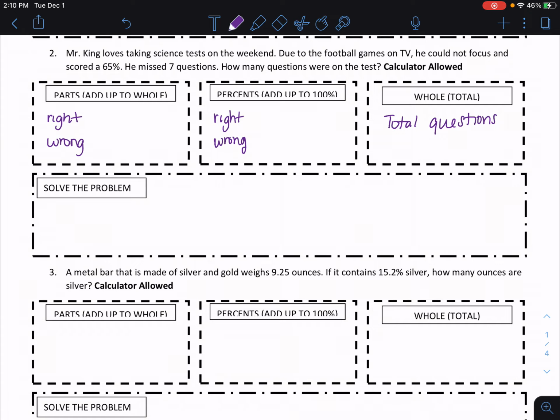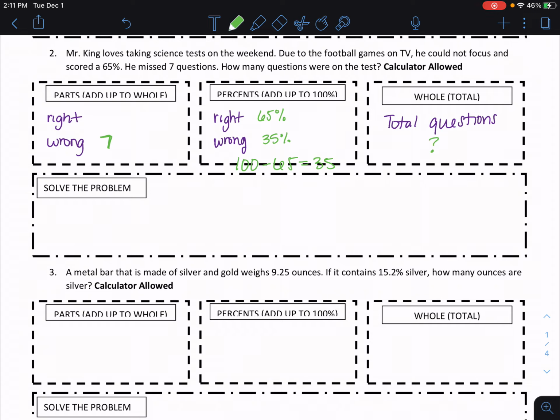So it says, due to the football games on TV, he could not focus and scored a 65%. Well, when you're talking about your score on a test, you're talking about the percent of questions that you got right. So that 65% belongs under the questions that he got correct. If he got 65% correct, that means that he got 35% of them wrong, because 100 minus 65 is equal to 35. Your percents have to add up to 100. And then it says he missed 7 questions. So he got 7 questions wrong. How many total questions, or how many questions were on the test?